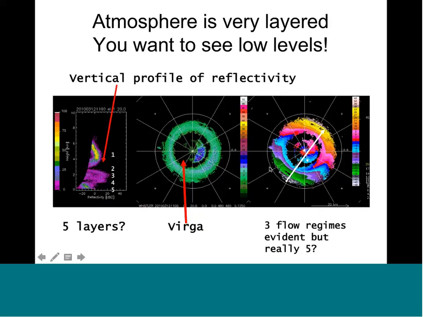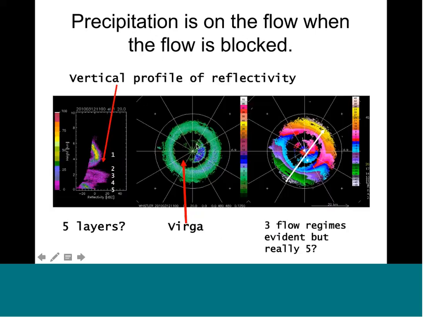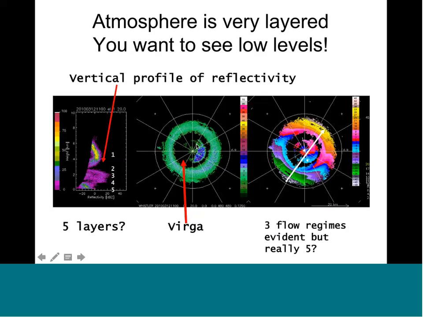Here's another example of how important low-level scanning is. Here's a PPI of radar data. This is reflectivity on this side. And we have echo here and echo here. You can see how, if you imagine it could be a continuous circle, you might imagine that this looks like this up here. Here's the radial velocity field. We'll talk about that another time.